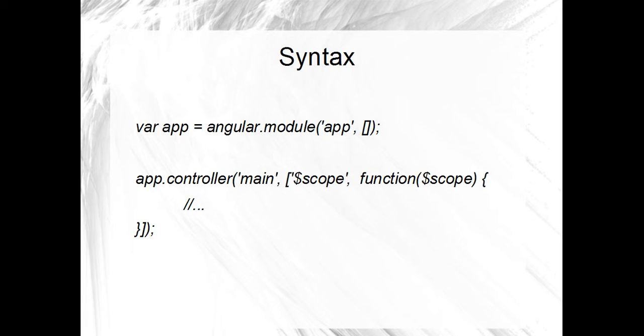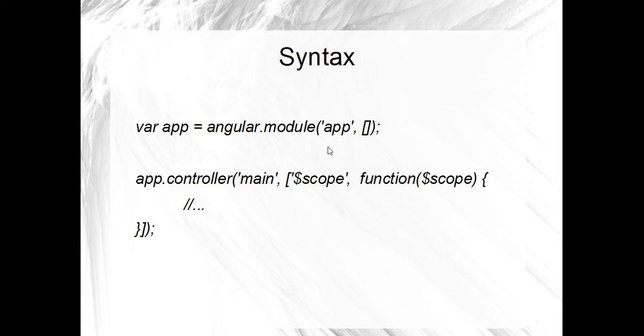Here you can see the first line creates an Angular module. A module is just a logical unit within an Angular application, and it can contain one or more controllers, services, filters, directives, etc. In this particular example, we are creating a new module called app with this angular.module call. Here, app can be considered the entire Angular application.